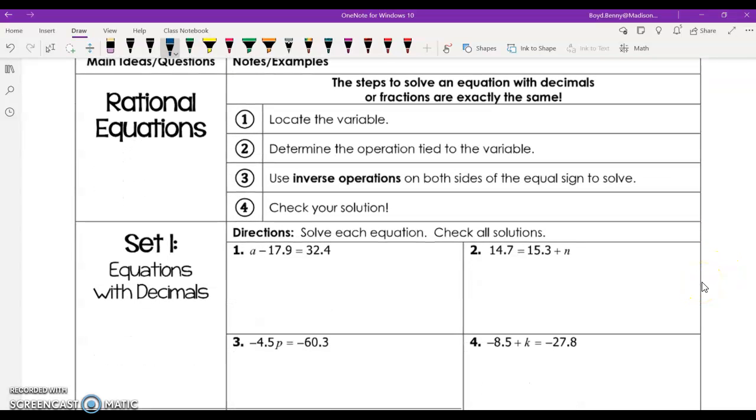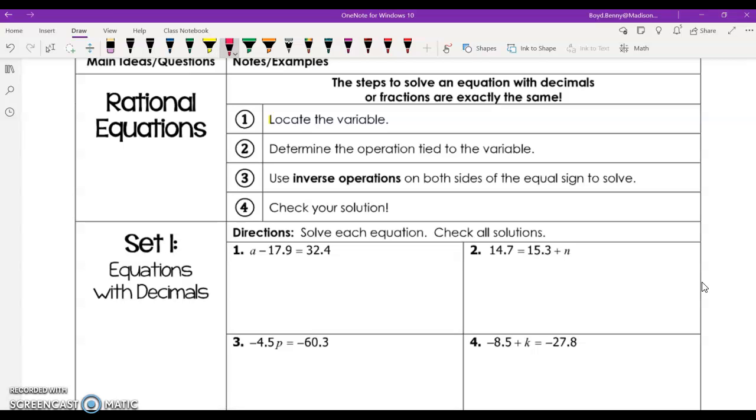Okay, so the instructions for solving equations with decimals are not any different necessarily. We're still going to locate the variable. We're going to determine the operation tied to the variable, and then we're going to use inverse operations on both sides to isolate the variable, and then we're going to check our solution.